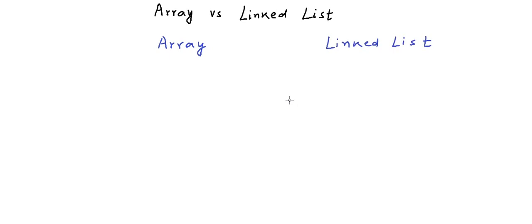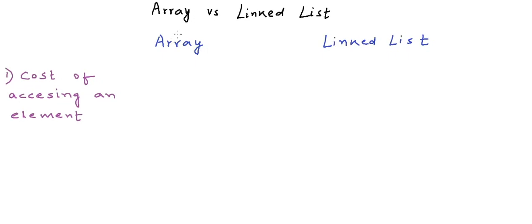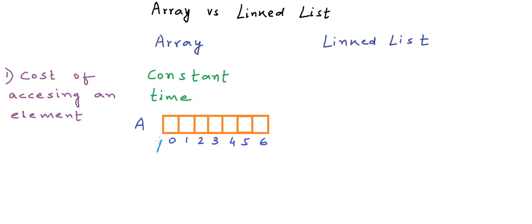And the first parameter that we want to talk about is the cost of accessing an element. Irrespective of the size of an array, it takes constant time to access an element in the array. This is because an array is stored as one contiguous block of memory. So if we know the starting address, or the base address, of this block of memory, let us say what we have here is an integer array and the base address is 200. The first byte in this block is at address 200.